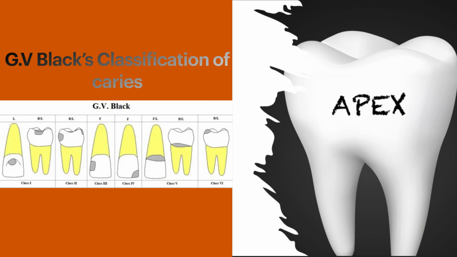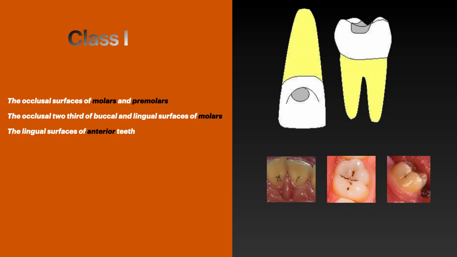location of caries. GV Black Class 1 caries are pits and fissures of occlusal surfaces of premolars and molars, buccal or lingual pits of molars, and lingual pits of maxillary central and lateral incisors.